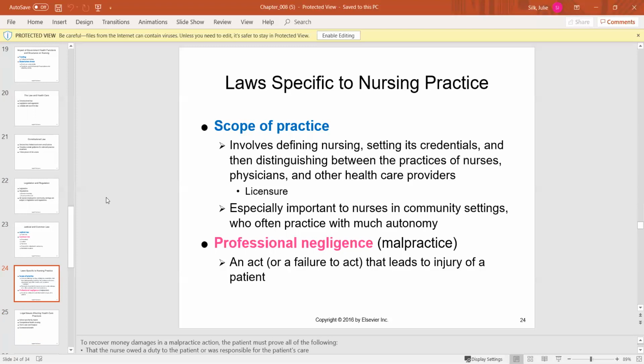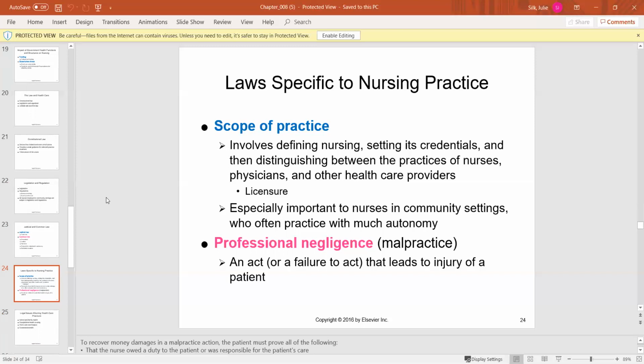So it's especially important to nurses in community settings who often practice with much autonomy. Then this mentions a little bit about malpractice and professional negligence. Remember, this is an act or a failure to act that leads to injury of the patient. Going back to my one example that I said earlier, if you walked past a patient's room and saw them on the floor and you didn't go in there to try and help them, and later you found out that they died or something, you would be held accountable for that.